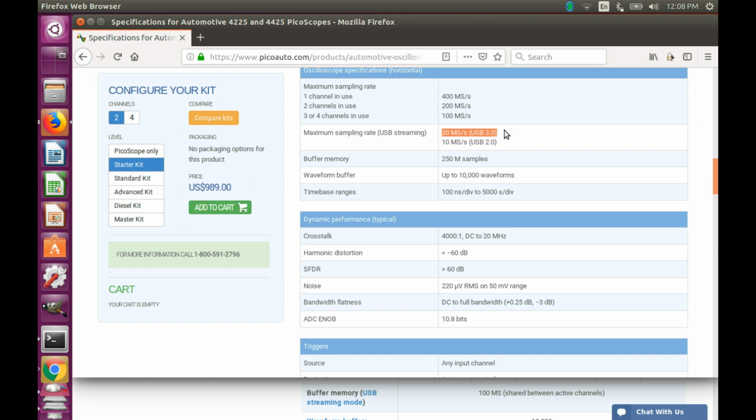Even if you use several channels with 20 megasamples per second divided among all the channels, you will still get crystal clear waveforms for a CAN bus signal, for example. So you can just enable USB streaming and collect that data until the Picoscope software runs out of its waveform buffer, which is limited to 10,000 waveforms, or the memory of your PC.